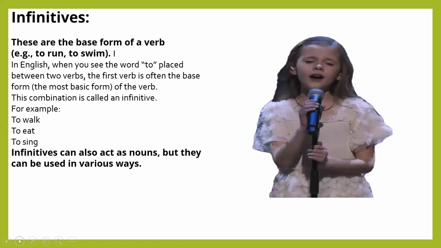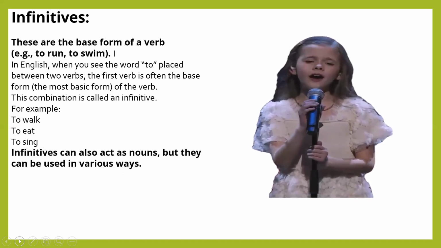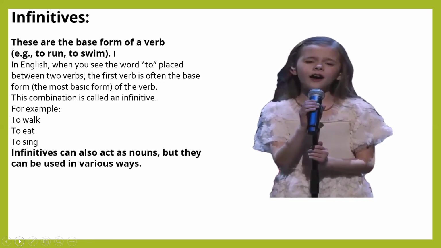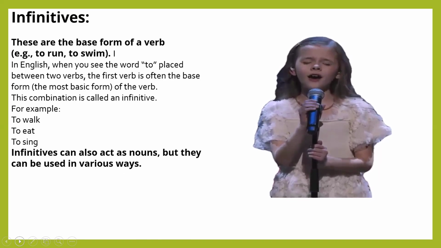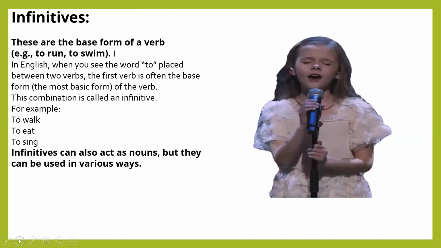Now about infinitives, these are the base form of a verb. Example: to run, to swim. To plus the base form of the verb, to plus V1. In English, when we use the word to before a base verb, this combination is called an infinitive: to walk, to eat, to sing.